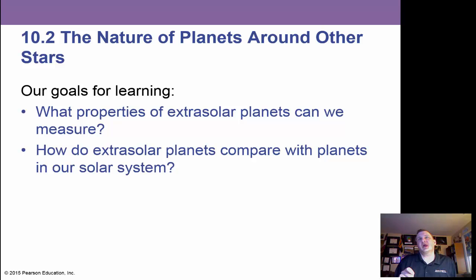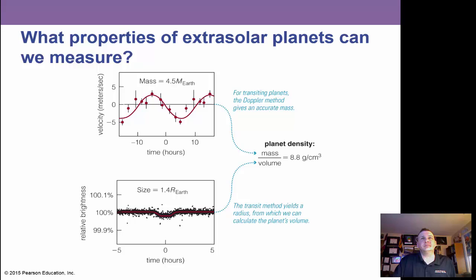Now we'll look at the nature of planets around other stars. What properties of extrasolar planets can we measure, and how do these extrasolar planets compare with planets in our own solar system? So here we can measure the Doppler effect of a star and its planets, or transits and eclipses, and put it into equations you've already learned from Galileo, Newton, and Kepler with their laws to get the planet's density, orbital period, and mass.